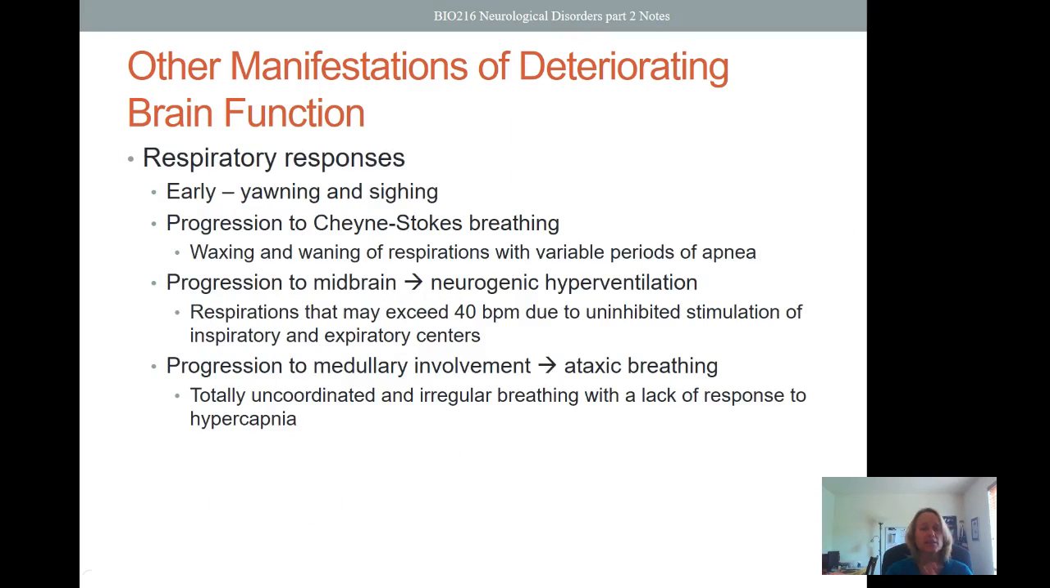Okay, some other manifestations of deteriorating brain function. Respiratory responses. Early, we can start seeing yawning and sighing. This can progress to Cheyne-Stokes breathing, which has a waxing and waning of respirations and periods of apnea. As damage moves down to the midbrain, like with herniation, we can get neurogenic hyperventilation. And then as we have more progression to the medulla, we can get ataxic breathing. And this is totally uncoordinated and irregular breathing with a lack of response to hypercapnia.